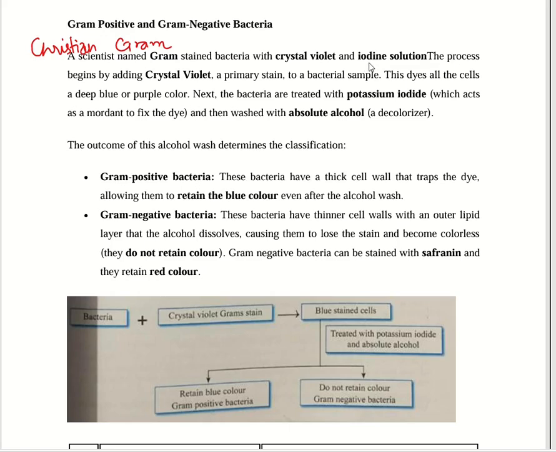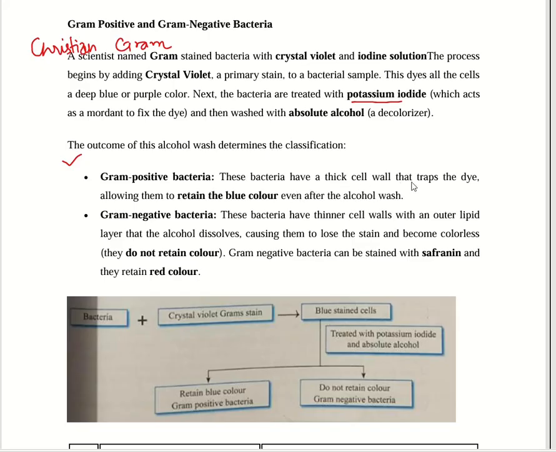First of all, the bacteria are fixed on the slide and then the crystal violet solution is applied. Almost all bacterial cells become deep violet, or you can say purple color. Again, the bacterial cell is treated with potassium iodide, which acts as a mordant to fix the dye, and then it is followed by a wash with absolute alcohol, decolorizer, or acetone. And the real thing is that the outcome after the alcohol or acetone is applied determines the classification, whether the bacteria we are taking is positive or negative.